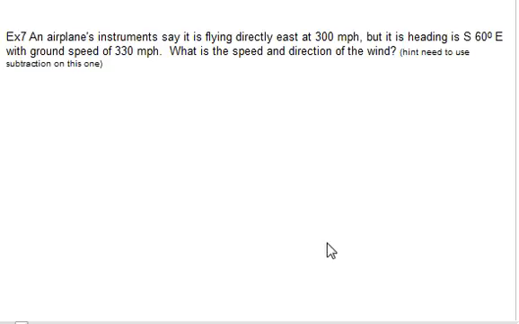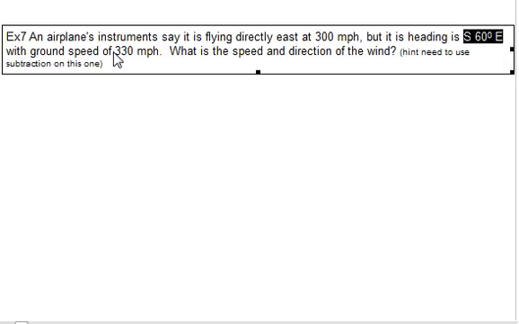There's a little hint: we need to use vector subtraction on this one, because its real heading with this ground speed is the sum of two vectors. One is what the plane is doing, which thinks it's flying directly east at 300 miles per hour, and the other is what the wind is doing. So the missing piece is the wind, and we need vector subtraction to find that.